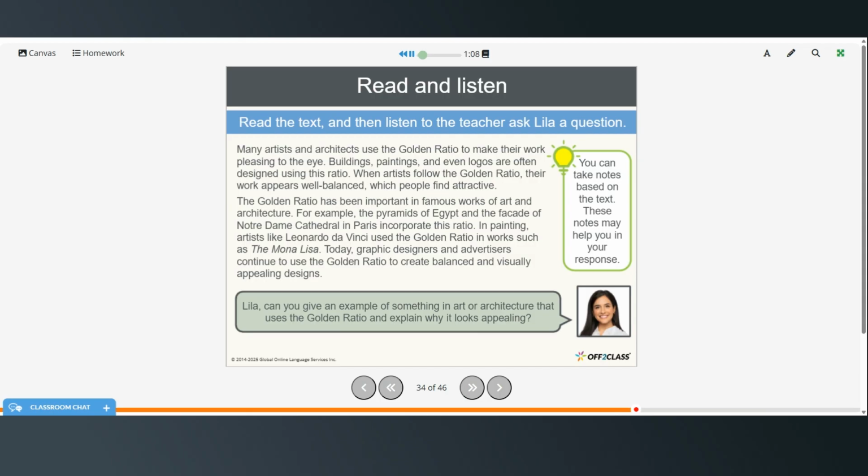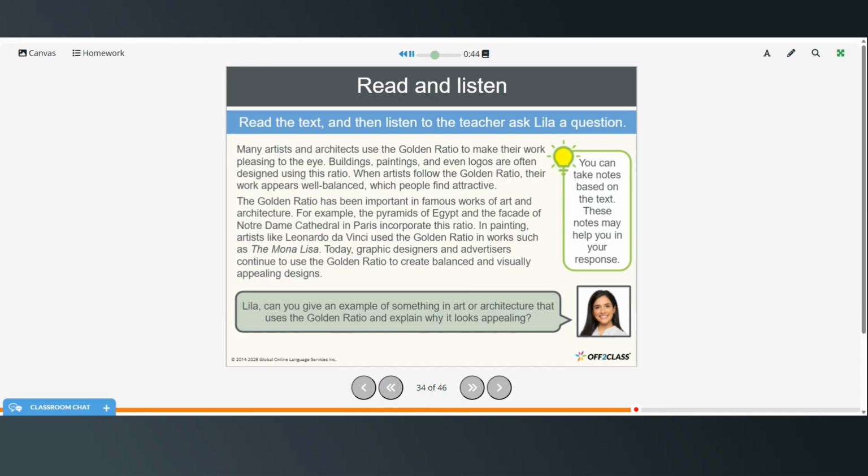Many artists and architects use the golden ratio to make their work pleasing to the eye. Buildings, paintings, and even logos are often designed using this ratio. When artists follow the golden ratio, their work appears well balanced, which people find attractive. The golden ratio has been important in famous works of art and architecture.